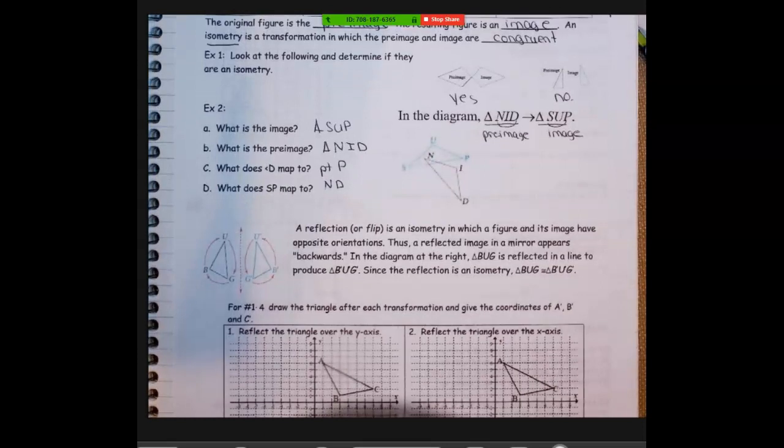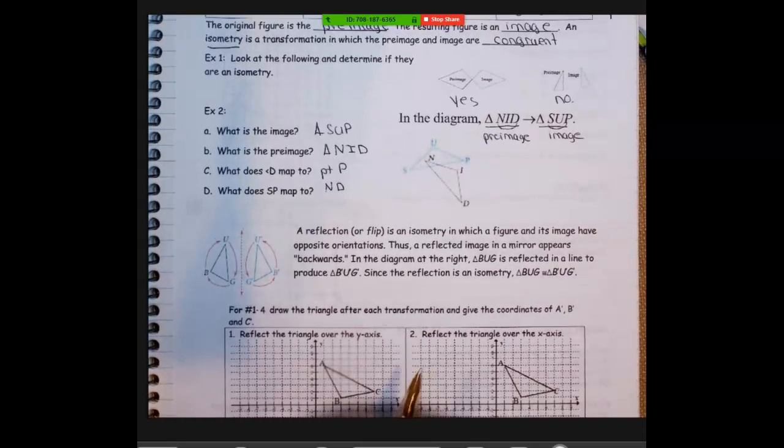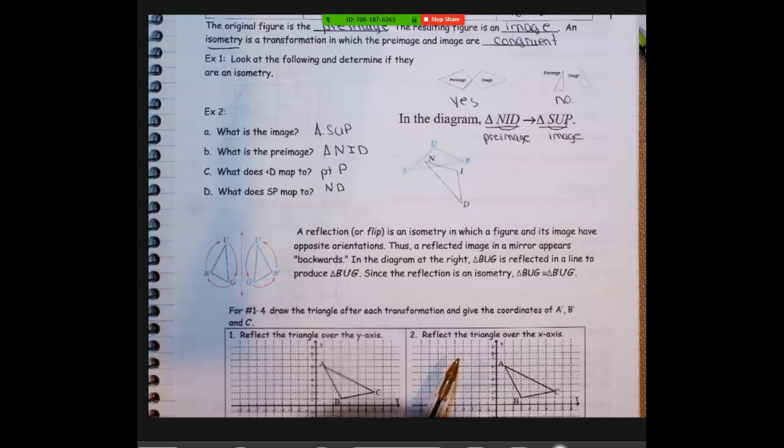All right, so the first one we're going to look at is actually the reflection. The reflection is also known as a flip. And in all of our cases, we're just going to be flipping it over the x-axis and over the y-axis.